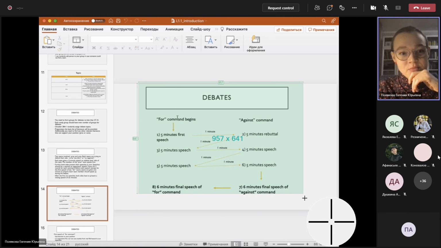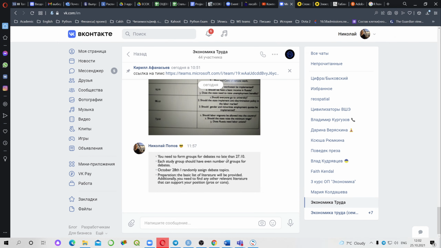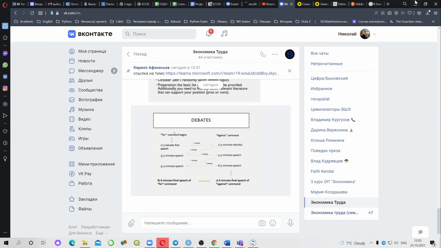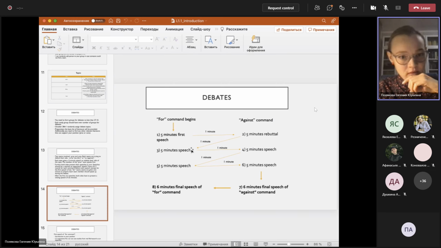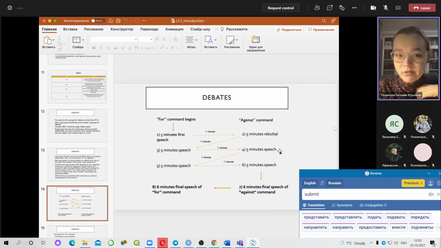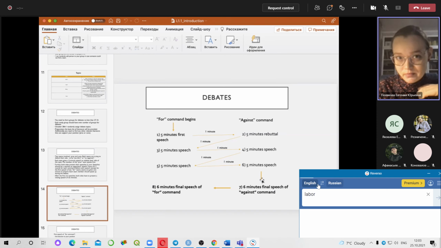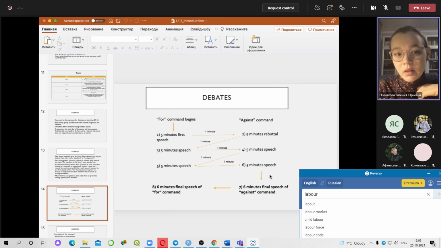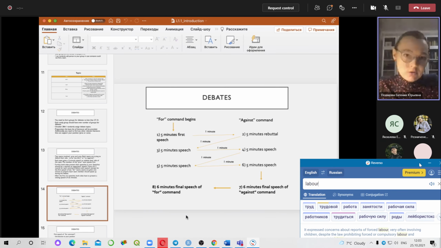So look, the for comment begins with a first 5-minute speech, then the against comment reacts to your arguments, then the for comment reacts, then the against comment reacts, and then again the for comment and the against comment react. That's the first 6 speeches, 3 for each comment. And then in the end, we have a 6-minute final speech of the comments when you conclude your position.